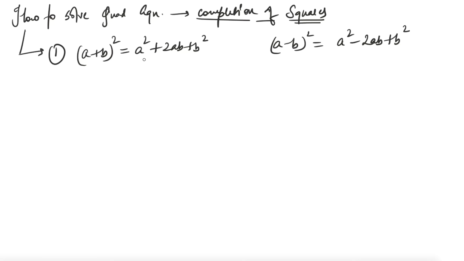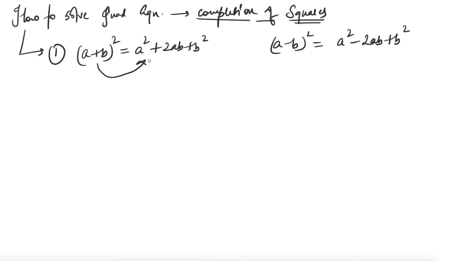Okay, so now my question is, we have always focused on going from here to here. Whenever anyone asks you what is the formula for (a plus b) whole square, you will say a square plus 2ab plus b square. What is (a minus b) whole square? You will say a square minus 2ab plus b square.